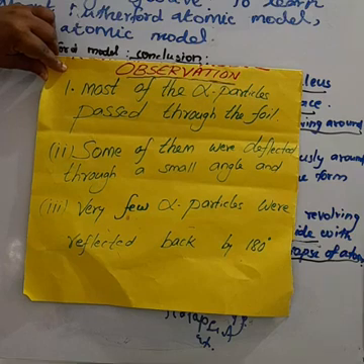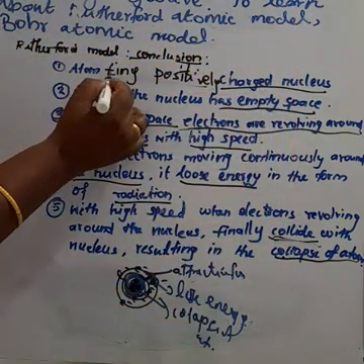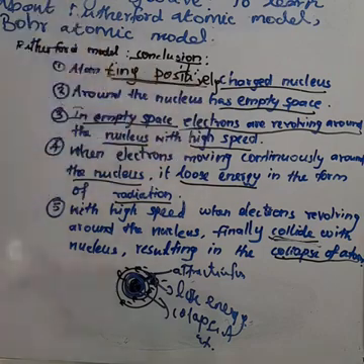What conclusions did he find? The atom has a tiny positively charged nucleus. Only then are the alpha particles reflected back. Secondly, around the nucleus there is empty space. Because of the empty space, the alpha particles move fast. And third, the electrons are revolving around the nucleus with high speed.